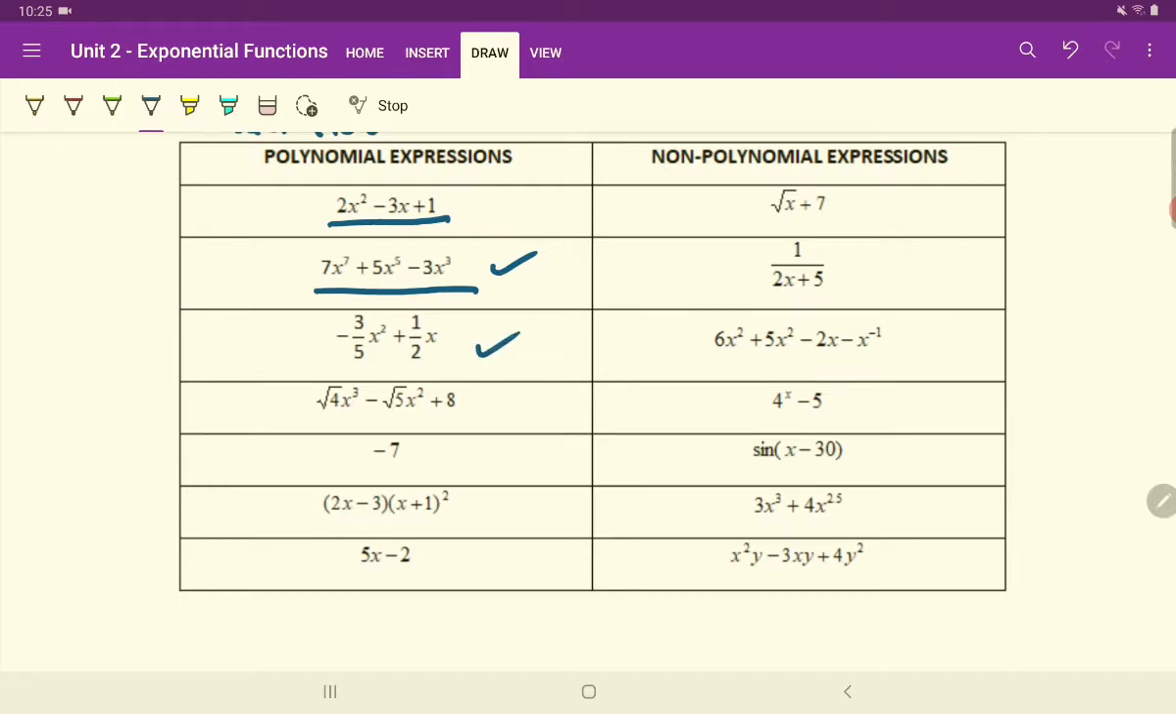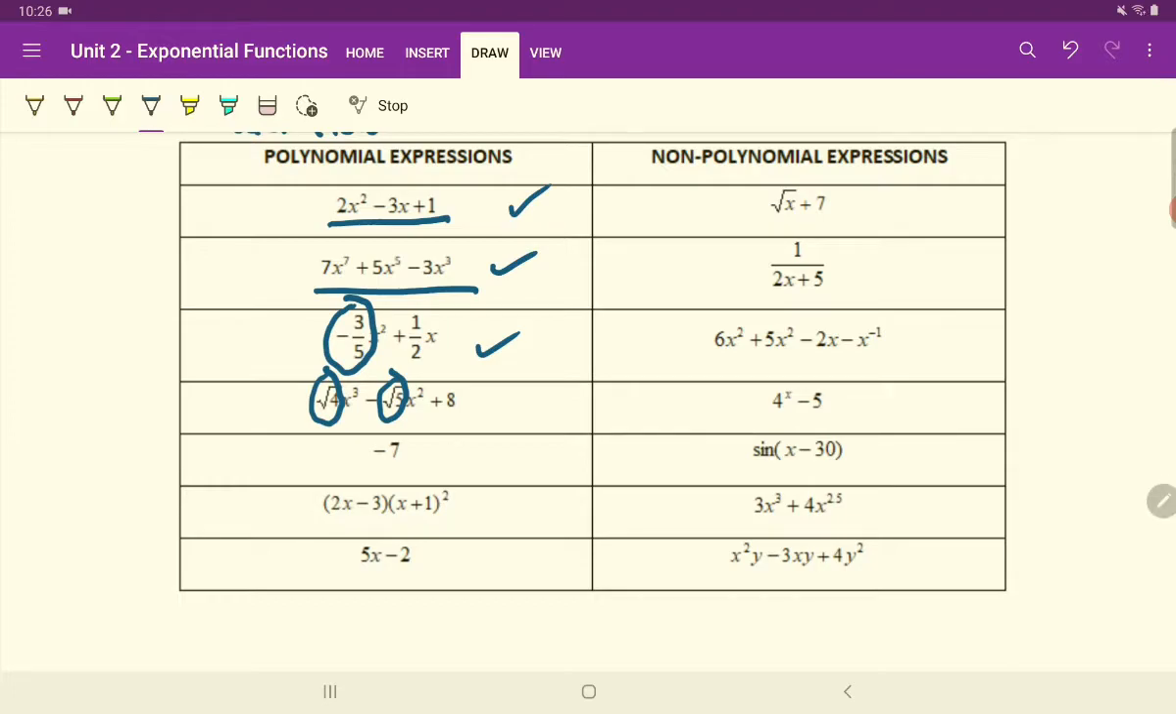Again, another polynomial function. Remember, I said that the coefficients can be fractions. They can be any real number. Decimals, fractions, doesn't matter. Same thing here. Square root of 4 is 2. Square root of 5, you get a decimal. You can have decimals as your coefficients as long as your exponents are positive integers and are not rational.